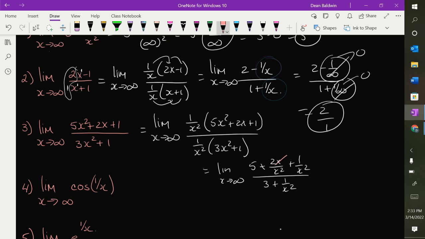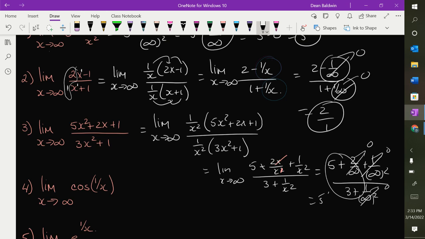You would simplify these, that would cancel, and that would become 1. Put the infinity in, you get 5 plus 2 over infinity plus 1 over infinity squared over 3 plus 1 over infinity squared. Okay, that goes to 0, that goes to 0, and that goes to 0. You're left with 5 over 3, which you could have checked because the degrees are the same right at the beginning. Okay, so it's a test.